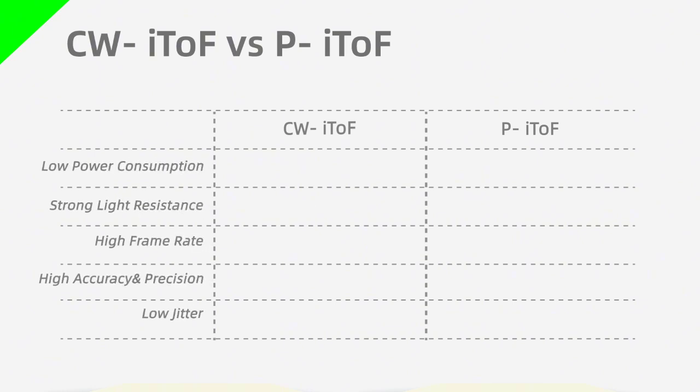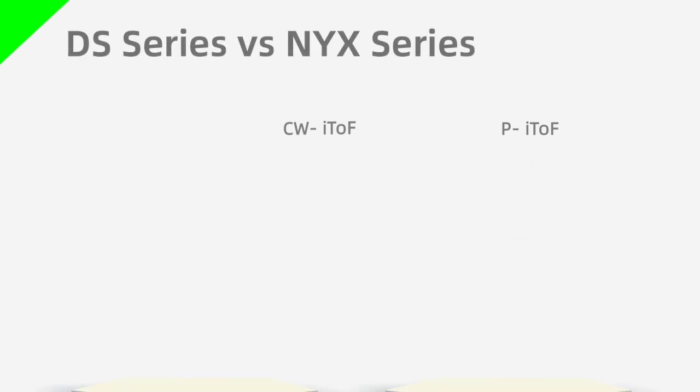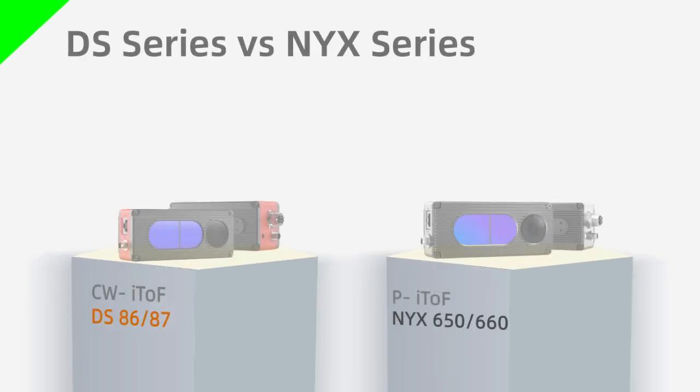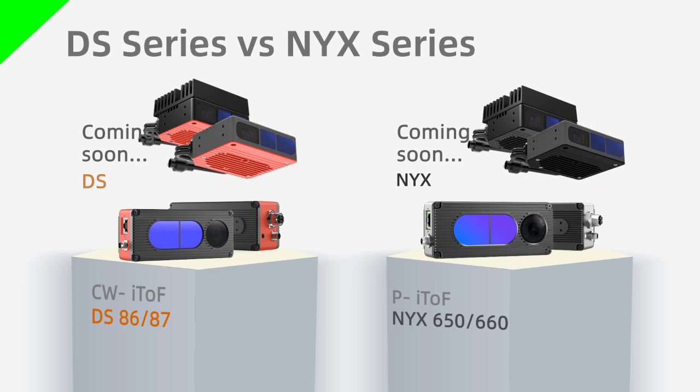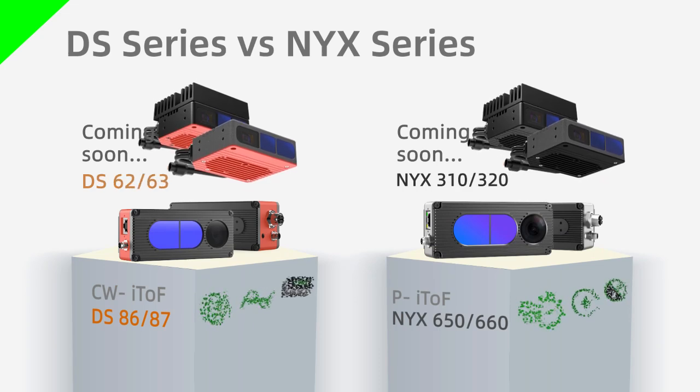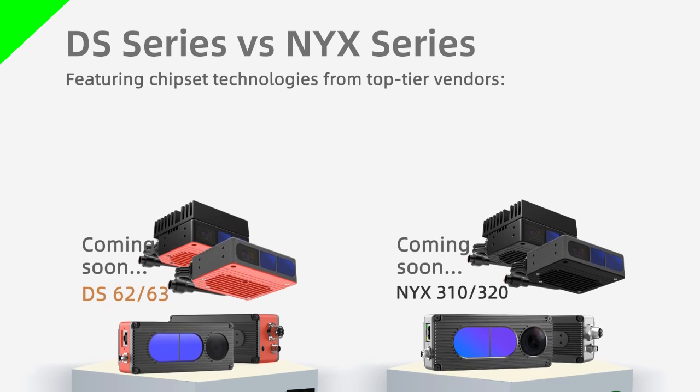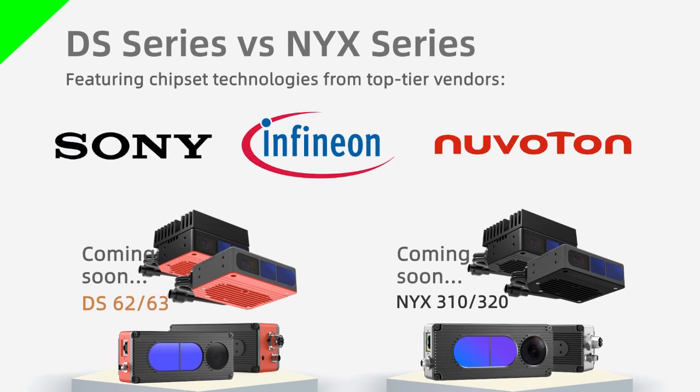How to choose between continuous wave and pulse iToF? We can compare them in terms of power consumption, anti-light interference capability, frame rate, accuracy, and jitter performance. Both have advantages. Goermicro Vzense's ToF cameras cover both technologies: DS series, continuous wave, higher accuracy, uses Sony Infineon sensors; MYX series, pulsed, higher frame rate, uses Nuvoton sensors.